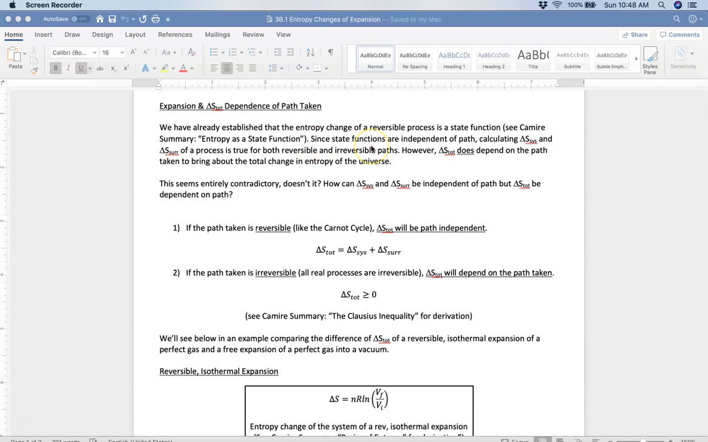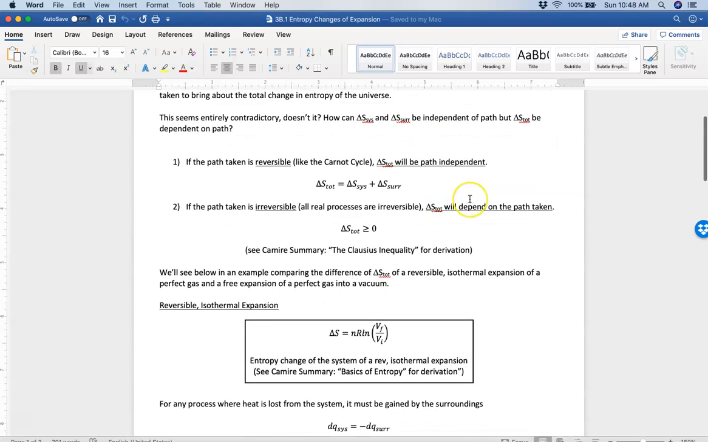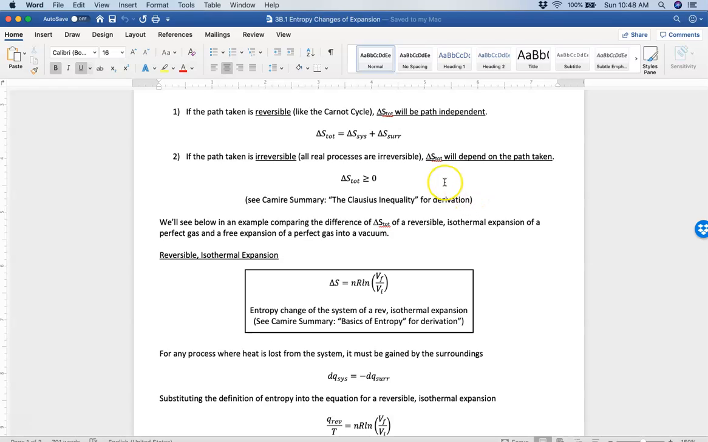As we know, state functions are independent of path, and so calculating the change in the entropy of the system and the entropy change of the surroundings for a process is true for both reversible and irreversible paths if it is a state function, right? However, we're going to find out that the change in entropy of the universe, or delta S total, does depend on the path taken. This seems contradictory. Delta S system and delta S surroundings can be determined to be independent of path, but somehow delta S total is going to be dependent upon the path. Well, it's going to be dependent upon how that change in entropy is undertaken.